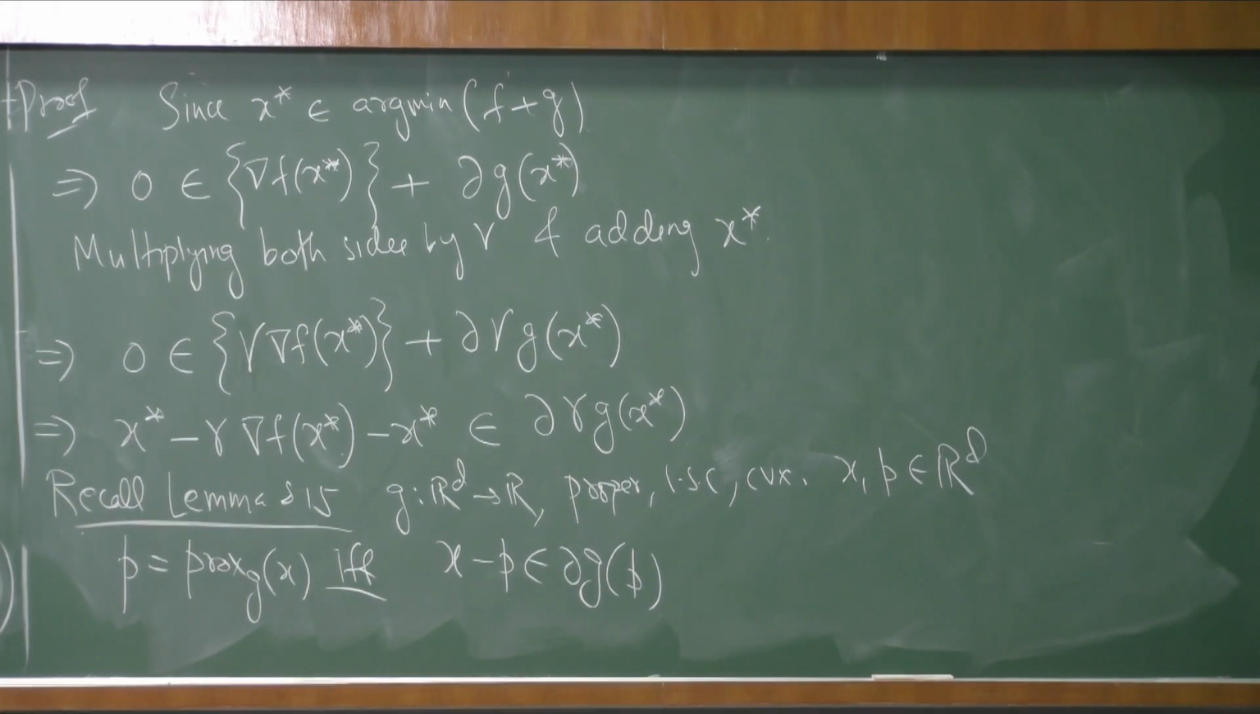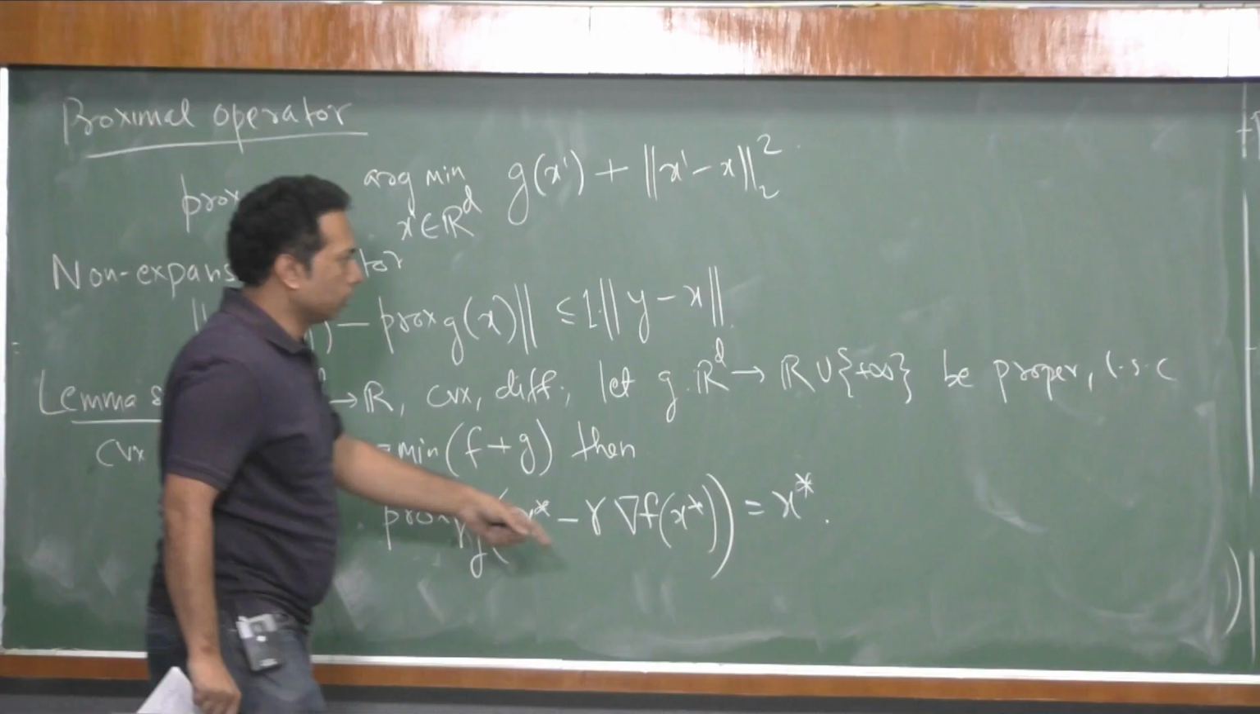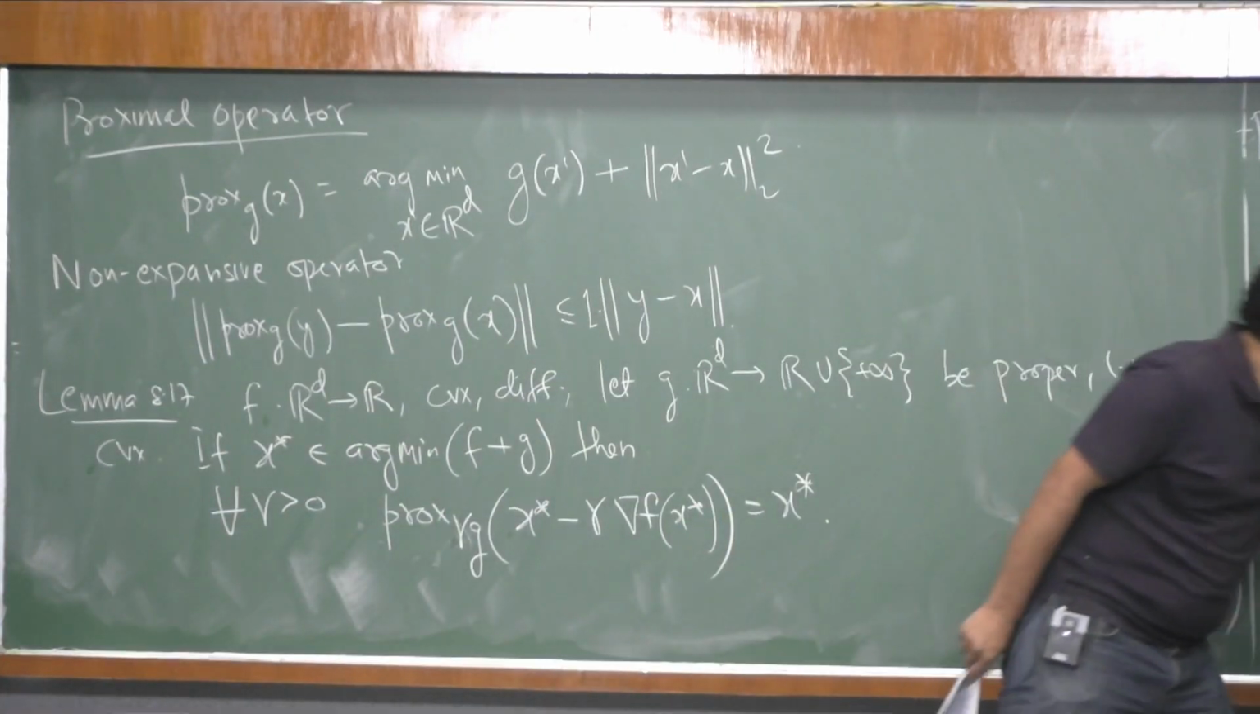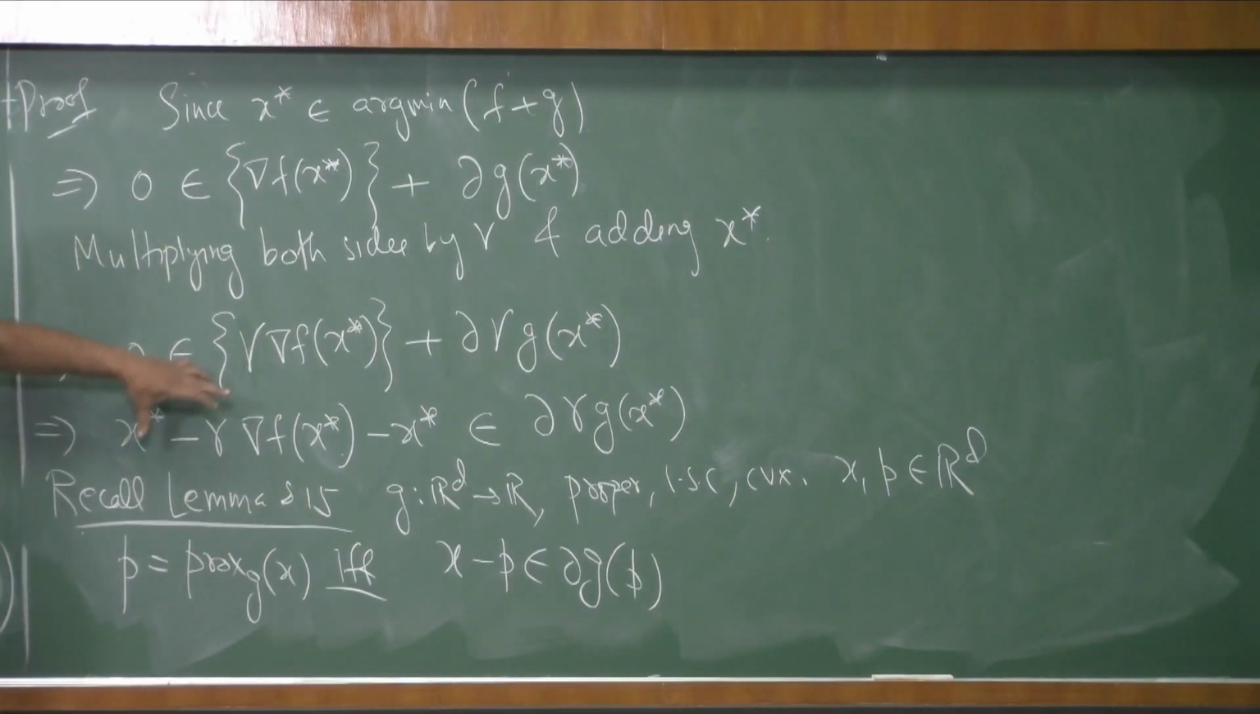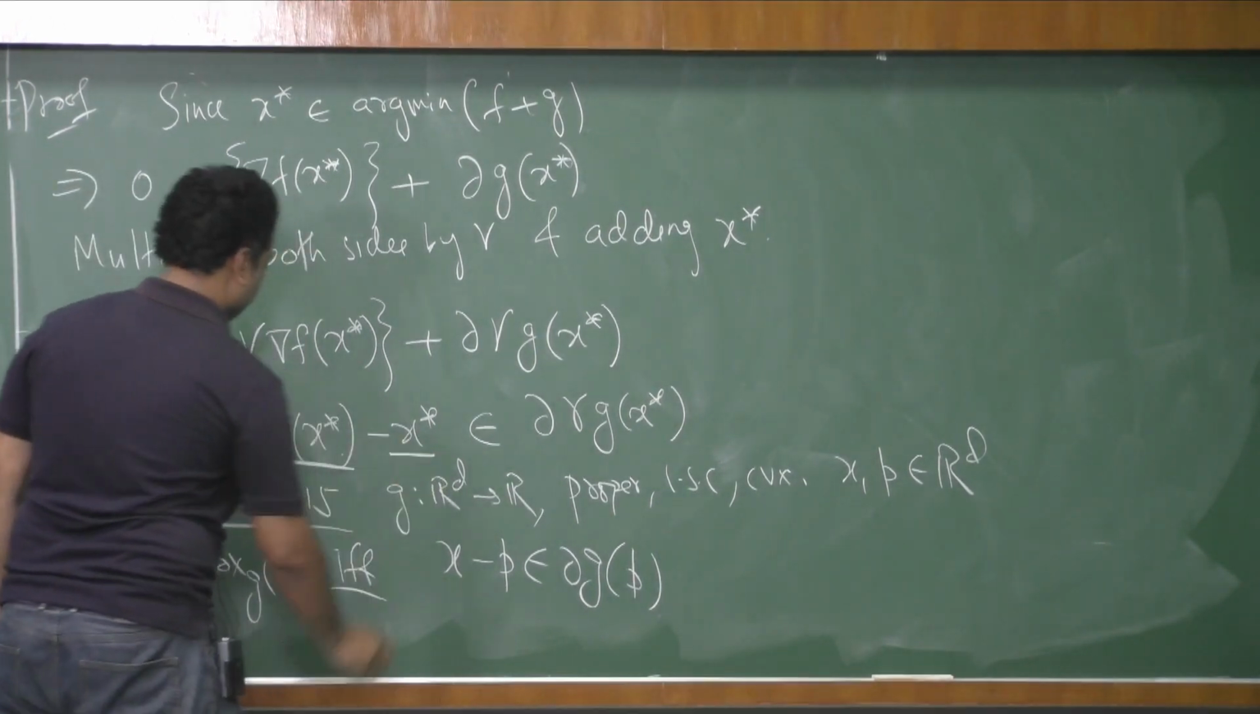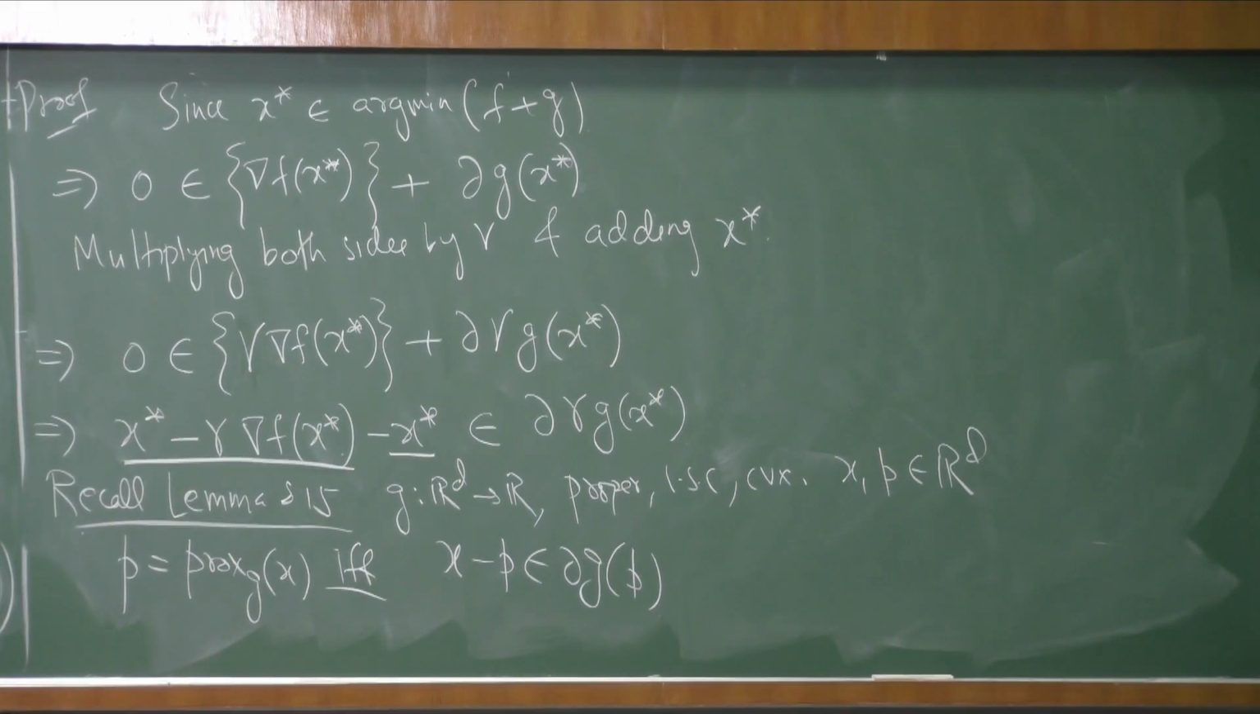Since this is an if and only if case, we are going to use this. In this case, in place of g we have gamma g, in place of p we have x star. And we are trying to conclude this. So that's how the proximal is coming. We have until here, so basically this whole thing is our x now, and this is our p. So what we have proved is that x minus p is in the subdifferential of g. In our case g is gamma g.